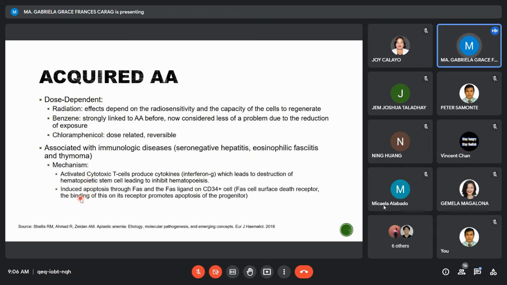So the other mechanism po, it is induced apoptosis through Fas and the Fas ligand on CD34 cells. So Fas cell surface death receptor po, the binding of this on its receptor promotes apoptosis. So the Fas ligand and the Fas po are receptors po associated in the apoptotic pathway po.